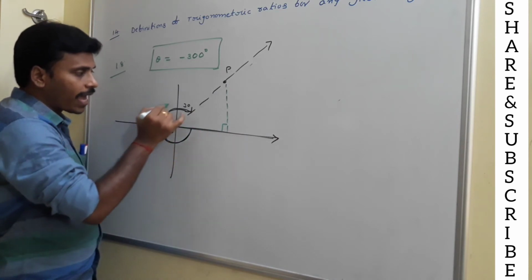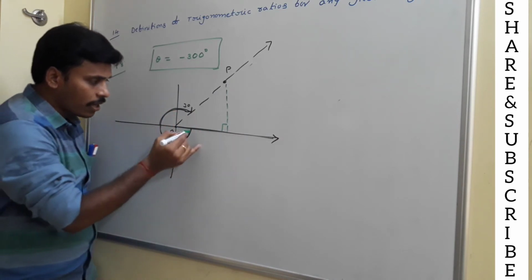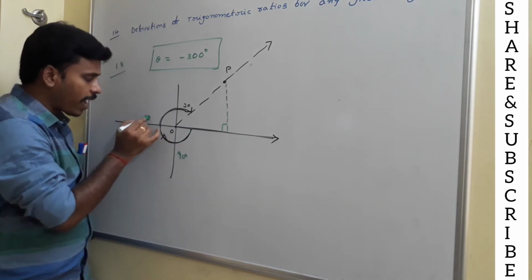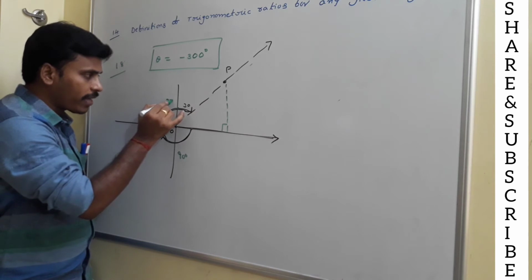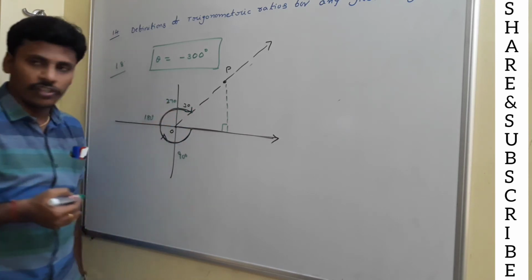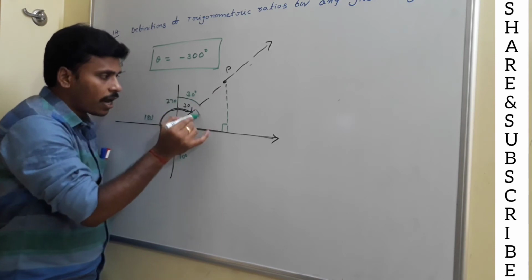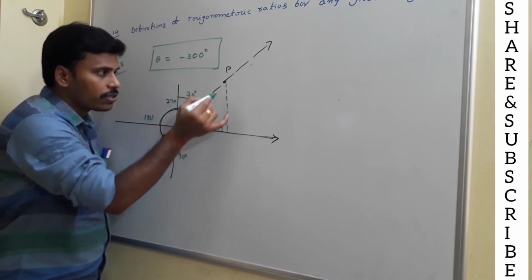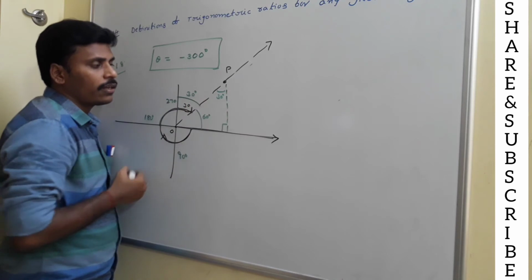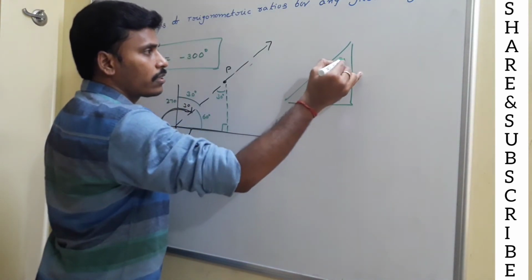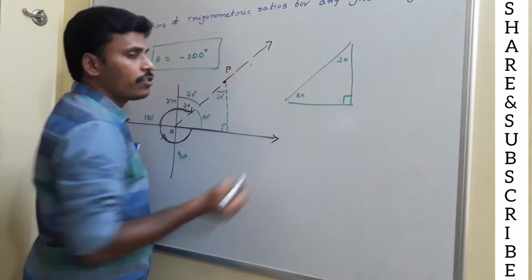Since this total angle is 300 degrees, up to this the angle is 90 degrees, up to this point the angle is 180, up to this point the angle is 270, and up to this it is 300. That means exactly this angle is 30 and this angle is 60. Since this is 60, what do you say about this angle? 30. And now if you look here, our triangle is like this. This is 30, this is 60 and this is 90.